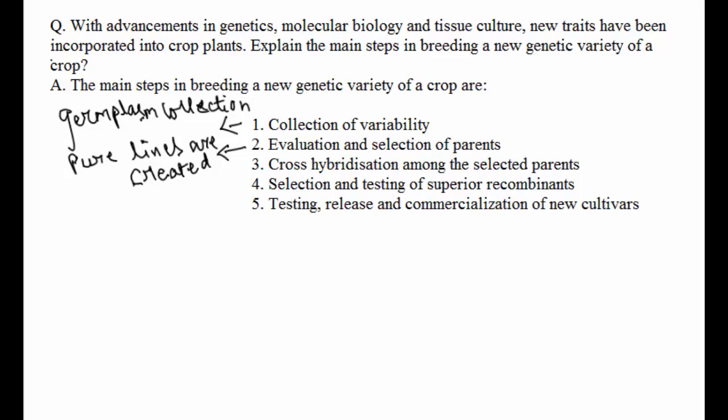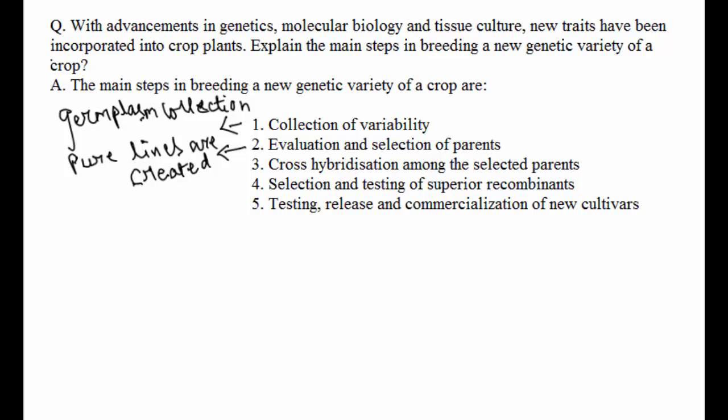So here the desired characters have very often to be combined from 2 different plants or say parents. For example, one plant has high protein quality that may need to be combined with disease resistance from another plant. So this is possible by cross hybridizing the 2 plants to produce hybrids that genetically combine the desired characters in one plant. Fourth step, selection and testing of superior recombinants.